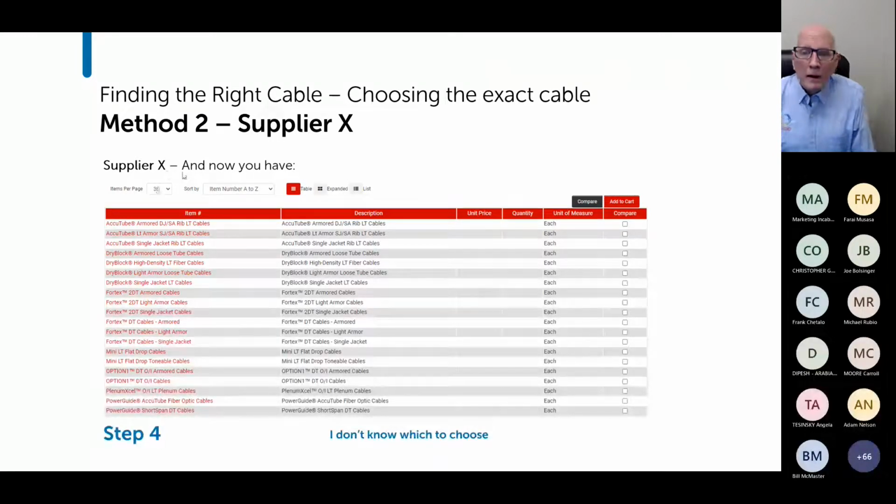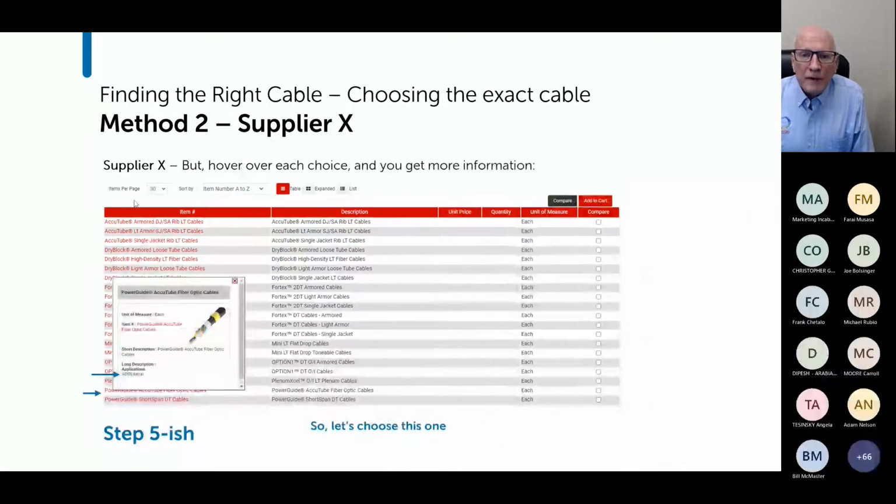Step 4, I now see this screen, AccuTube armored, DJ/SA rib LT cables, and a whole list here. So I don't know what to choose. I don't see anything that actually says ADSS here. But it turned out that if I hovered my cursor over that, I got additional information. So I did it so you don't have to, but you're welcome to go try this yourself. I went through each one until I found, on the next to the last one, applications ADSS. So great, I picked that one.